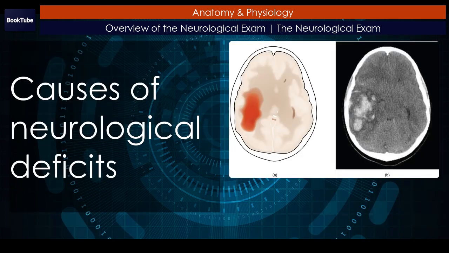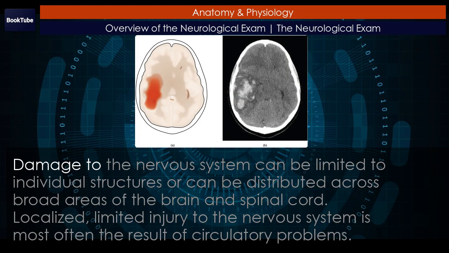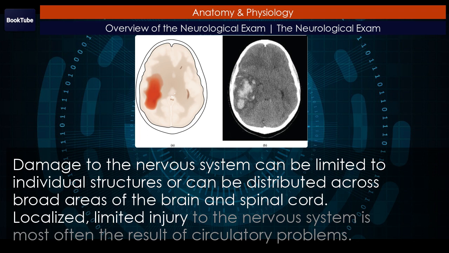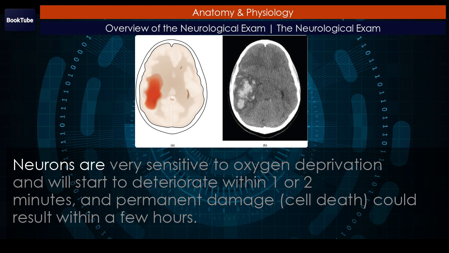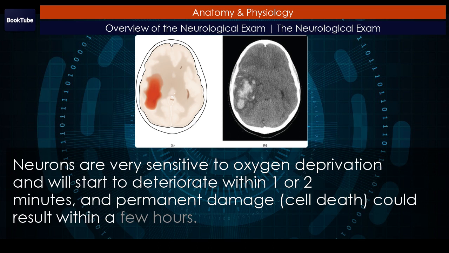Causes of neurological deficits. Damage to the nervous system can be limited to individual structures or can be distributed across broad areas of the brain and spinal cord. Localized. Limited injury to the nervous system is most often the result of circulatory problems. Neurons are very sensitive to oxygen deprivation and will start to deteriorate within 1 or 2 minutes, and permanent damage, cell death, could result within a few hours.